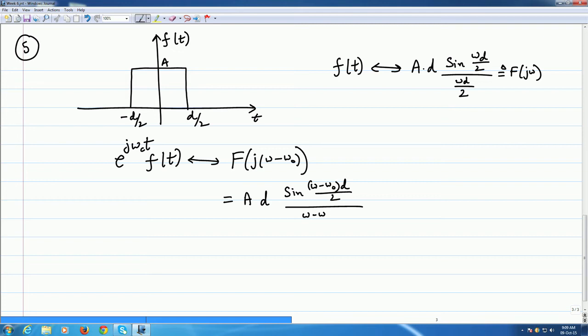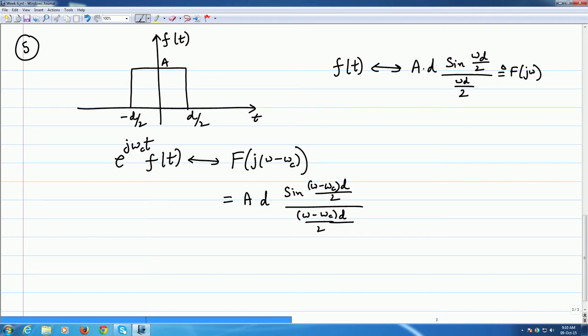Okay, it is not omega naught, it is omega c. I am sorry, I guess that needs to be done here because it is e power j omega c t. So, sorry about that, it is omega c, omega minus omega c by 2 times d. Okay, so, that is the answer, and that is one of the options given in the question. Okay, so, that is the answer for the fifth question.